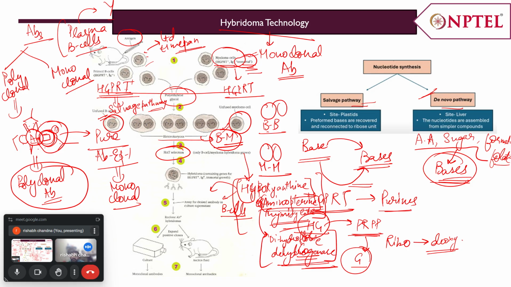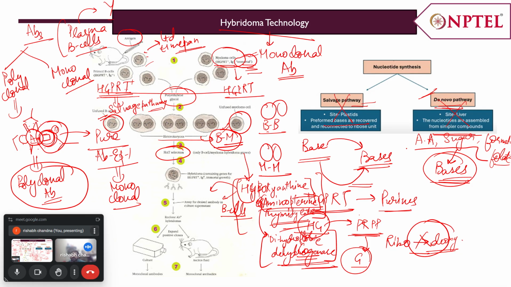So what is its role here? In the myeloma cells, we are deficient of HGPRT, so the salvage pathway is not operating in the myeloma cells. We are left with only the de novo pathway. After using aminopterin, dihydrofolate dehydrogenase is inhibited, so this conversion cannot take place, and this stops the de novo pathway as well.